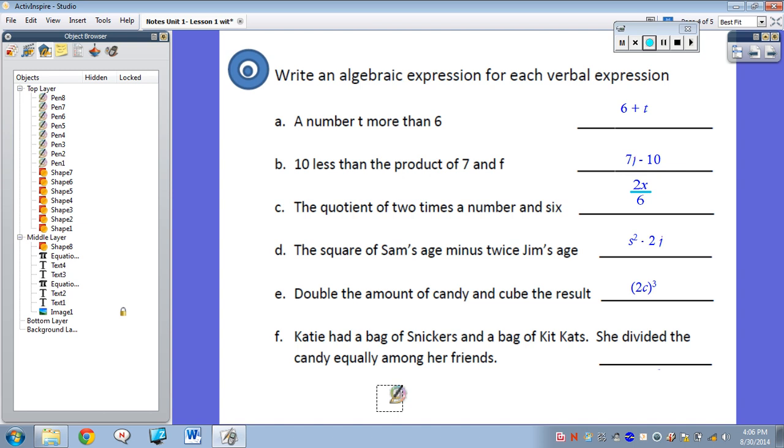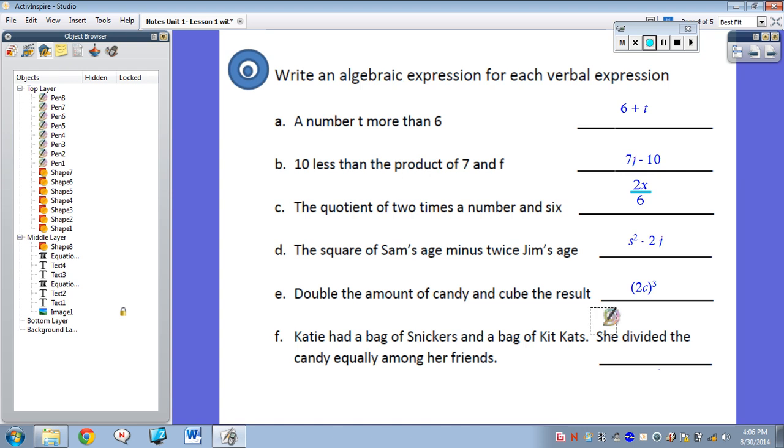All right, and then the last one. Katie had a bag of Snickers and a bag of Kit Kats. So she's got one bag of Snickers and she's got one bag of Kit Kats. And she wants to divide the candy equally among her friends. Well, if you want to divide something equally among your friends, you want to take what you have, right? And you want to divide by how many things you have.